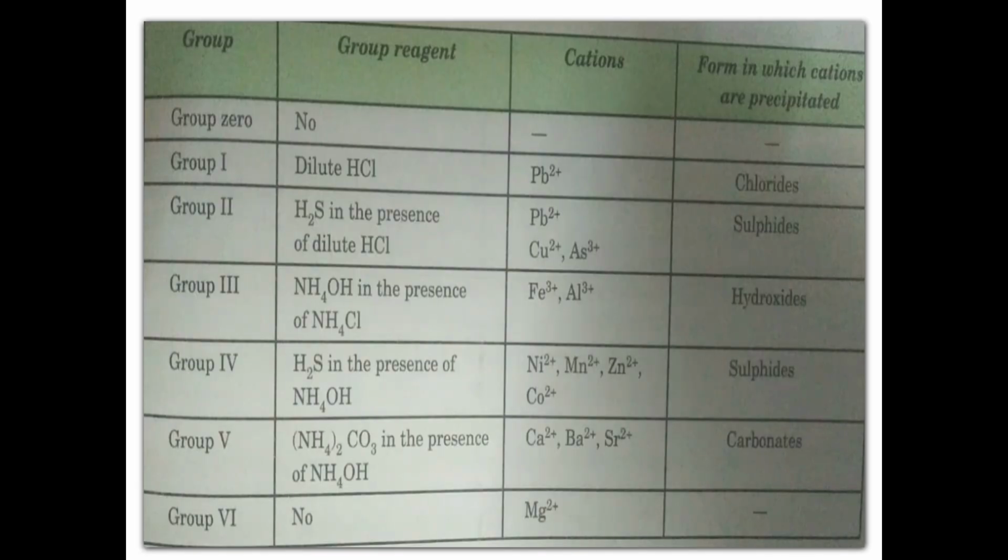Group 5, the group reagent is ammonium carbonate in the presence of ammonium hydroxide, and the cations are Ca2+, Ba2+, and strontium Sr2+. They are precipitated as their carbonates. Group 6, the cation is magnesium. Here there is no separate group reagent.